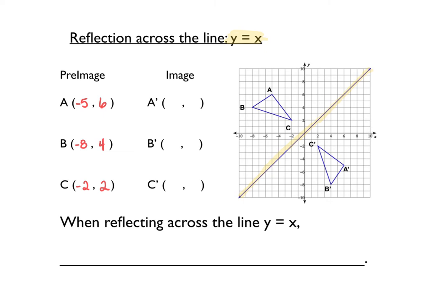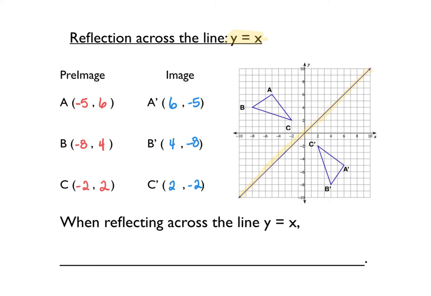My new coordinates for A are positive 6, negative 5. My new coordinates for B are positive 4, negative 8. And my new coordinates for C are positive 2, negative 2. What did they do? All they did was switch their x and y.